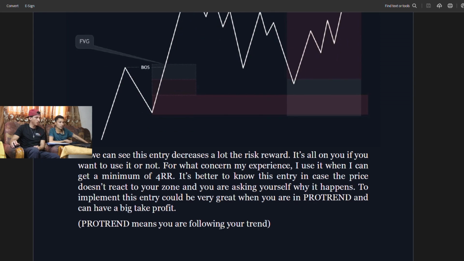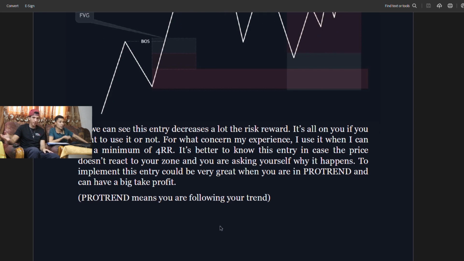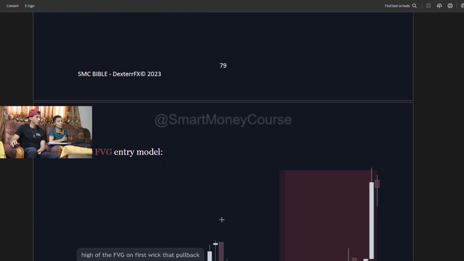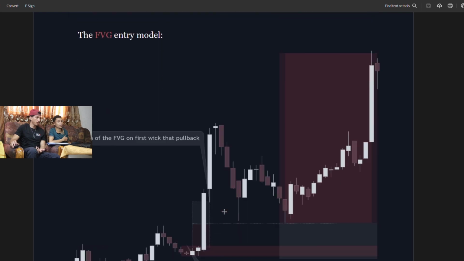Okay, pro trend means you are following the trend, because basically the trend is your friend. A lot of my successful trades actually came from recognizing fair value gaps and using them as my entry points. Yes. Okay, and like we said, now we're just looking at it on an actual chart.